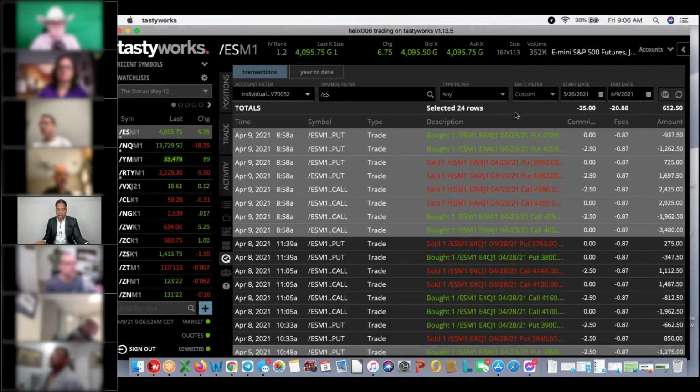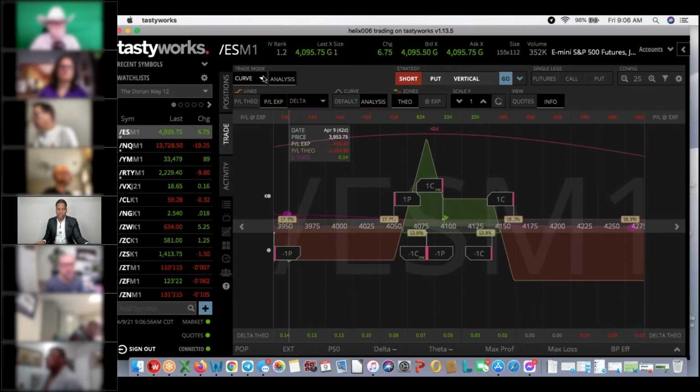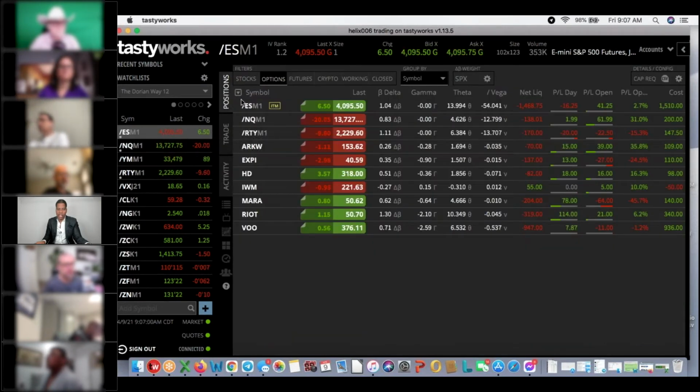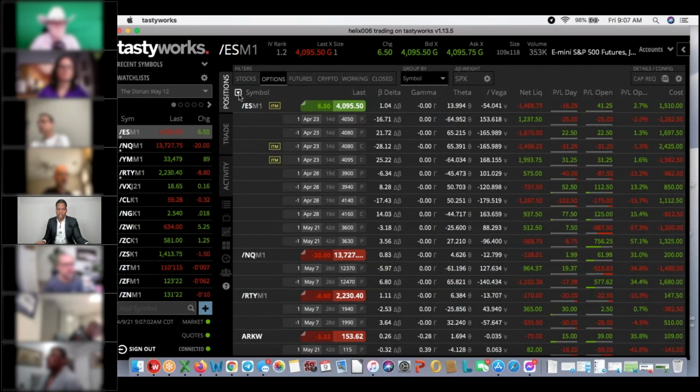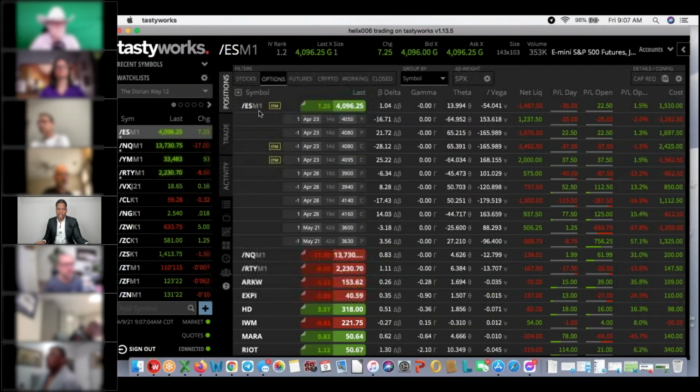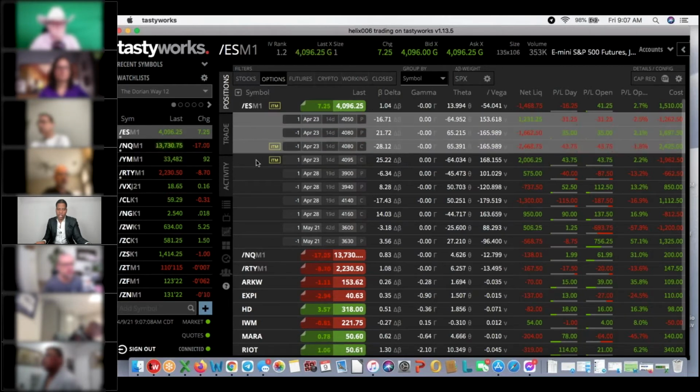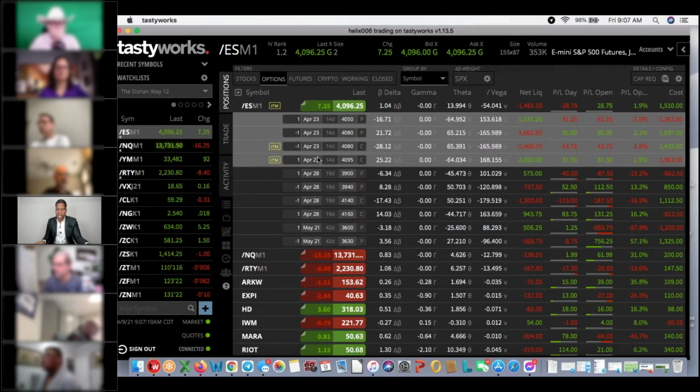So go to the position tab, and then click on your ES there. Not that. Yeah, that, and then show just that position with 14 days to go. Right. So we just highlighted that position. To buy that position back, everyone, it's not giving us the number at the top.